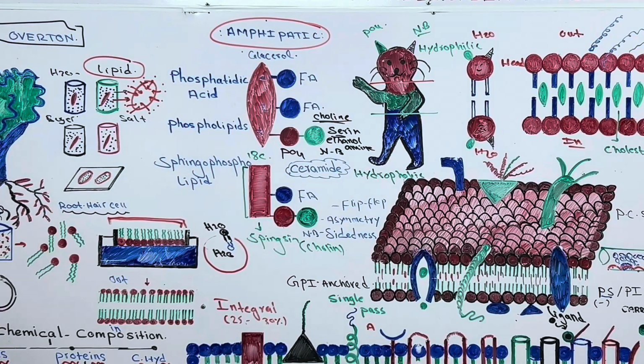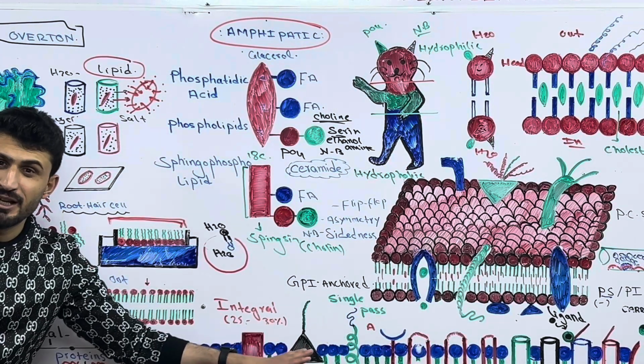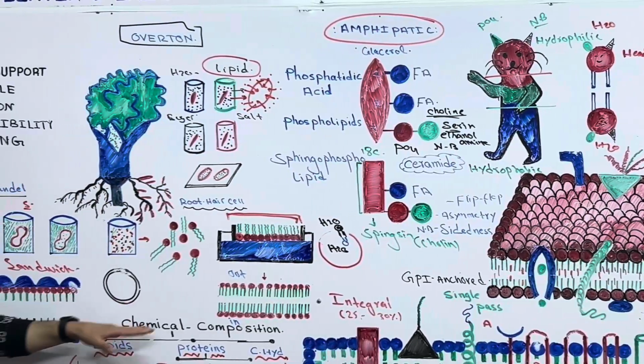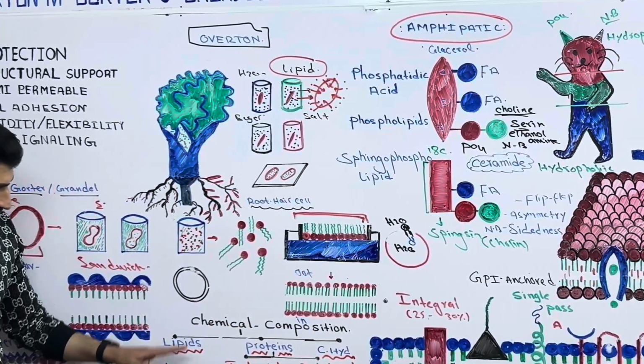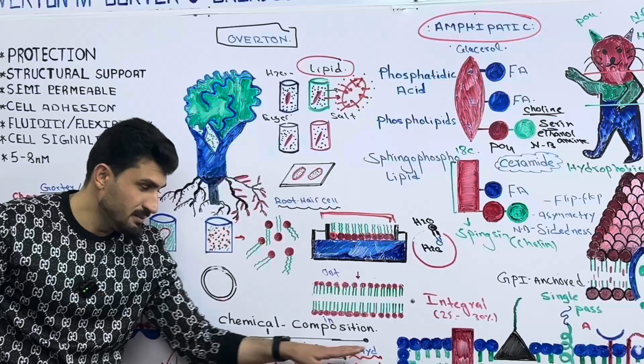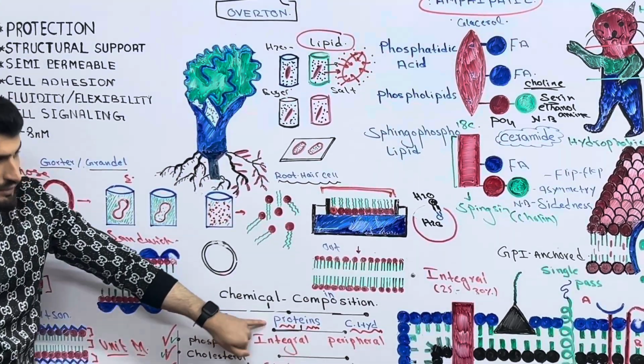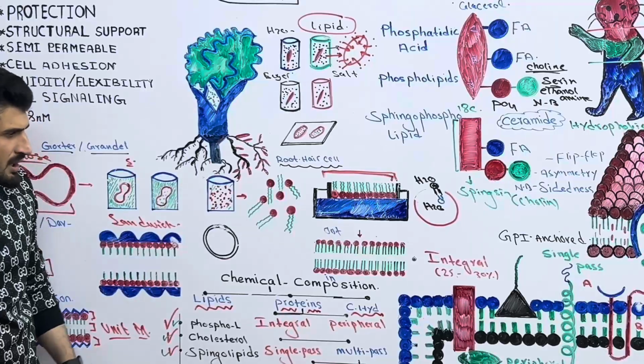Now, let me explain the proteinous part of the cell membrane. I explained that the cell membrane is made of three chemical components. It's made of lipids, it's made of proteins, it's made of carbohydrates. Now, let me talk about proteins of the cell membrane.